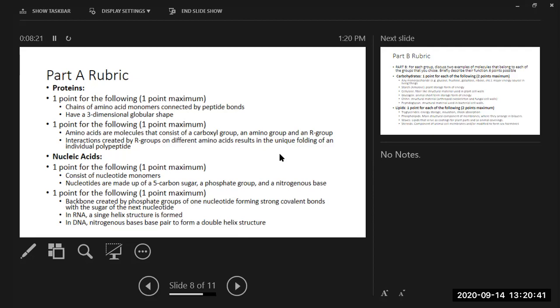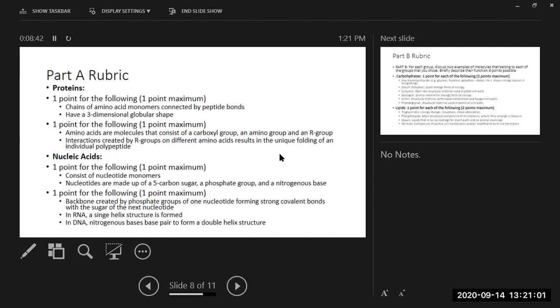Okay, moving on. Nucleic acids, the last one. You get 1 point if you said that a nucleic acid consists of nucleotide monomers. The nucleotides are made up of, or you could have said they're made up of, a 5-carbon sugar, a phosphate group, and a nitrogenous base.